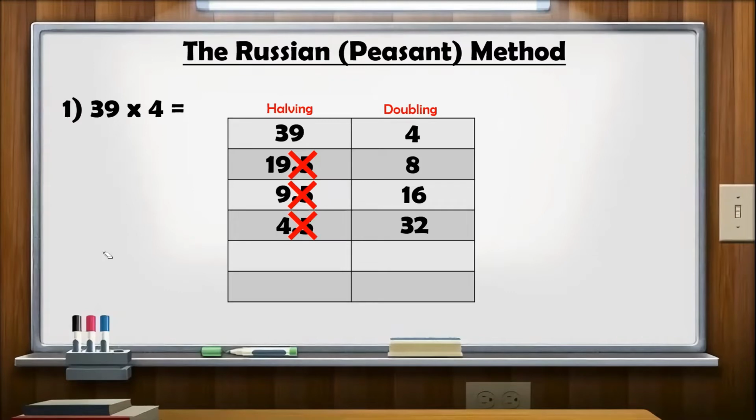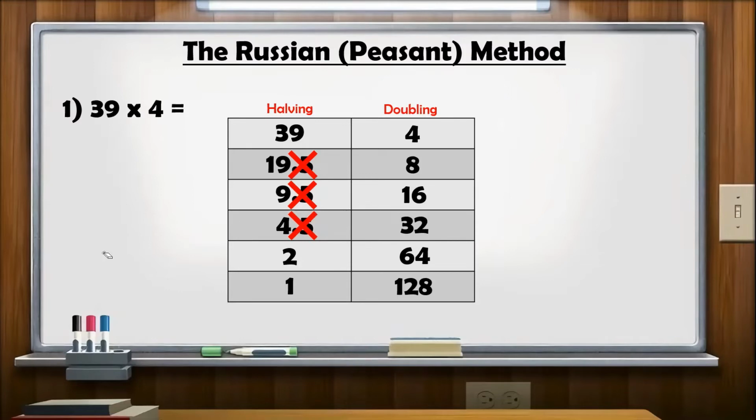And we will continue with our question. So half of 4 is 2 and double 32 is equal to 64. Now half of 2 is 1 and double 64 is 128. Once this is done and you have reached the number 1 in your left-hand column, step 1 is complete. This allows us to move on to step 2.